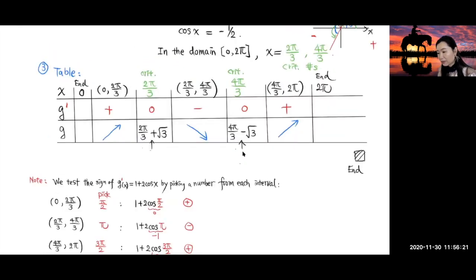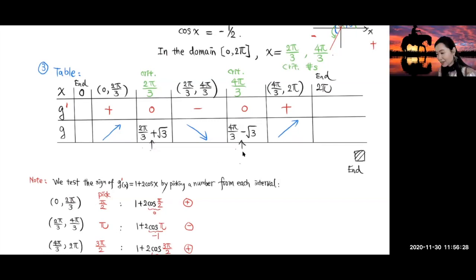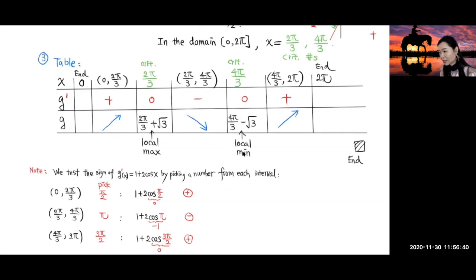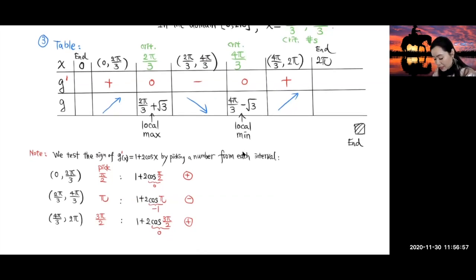Is this a local max or local min? Increasing on the left, decreasing on the right, so that is a local max. And what about this? It's a local min. So this table also answers the question of the local max and local min. I like it this way because I like the table better than a long paragraph. Okay. So yeah, that's how I did it when I was in China.